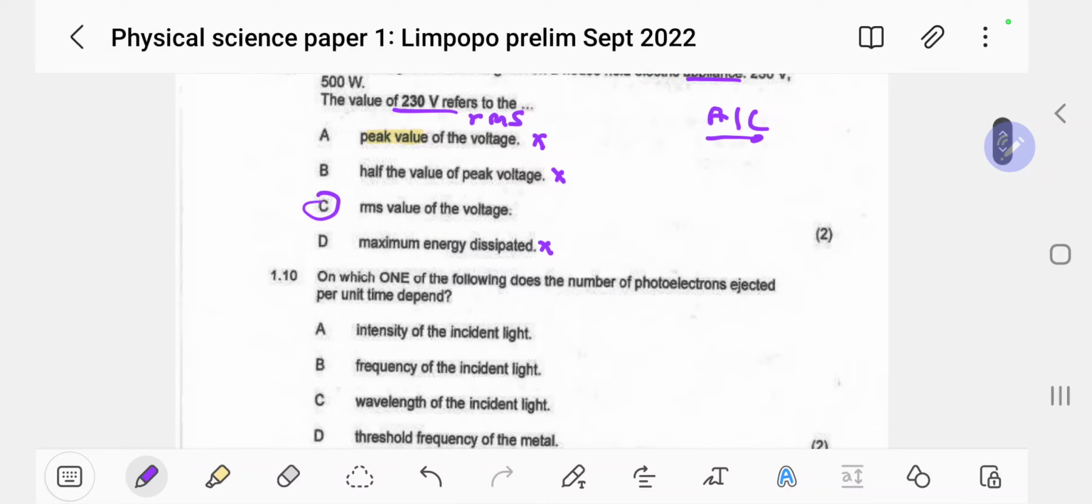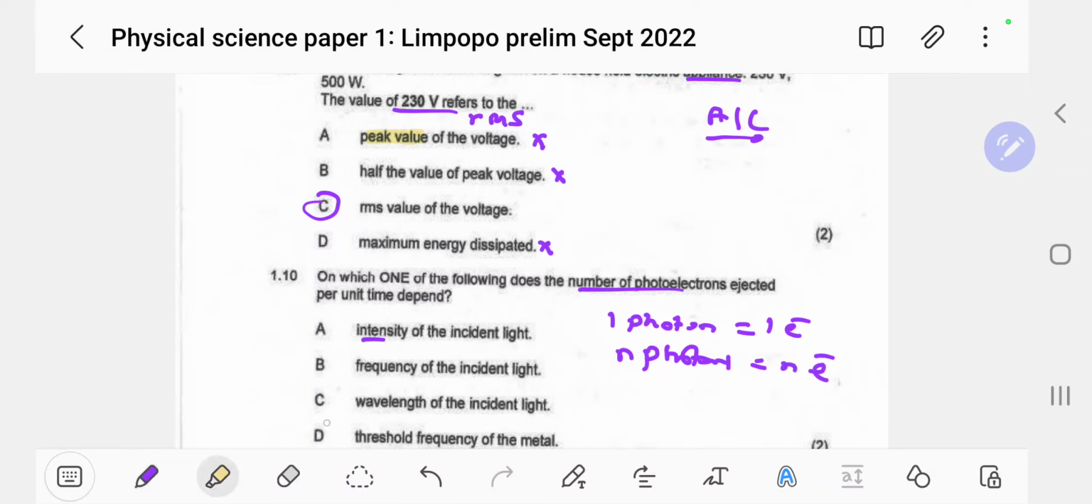All right, guys, so let's do the last one quickly. On which one of the following does the number of photoelectrons ejected depend? Now remember, once we talk of a number of photoelectrons ejected per unit time, it depends on the intensity of the light, isn't it? Intensity means more photons. We know that one photon is to one electron, right? So if you want a number of these, that means you must have a number of photons, which is going to be equal to a number of electrons, right?